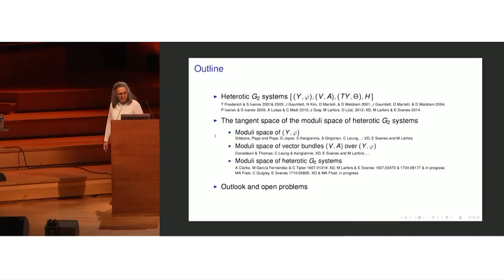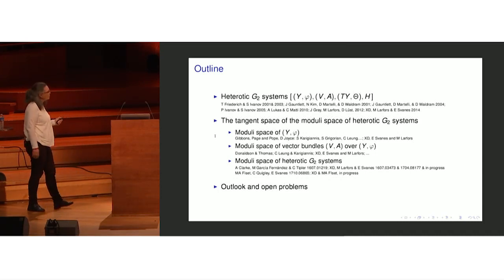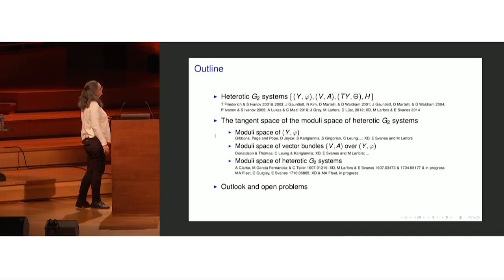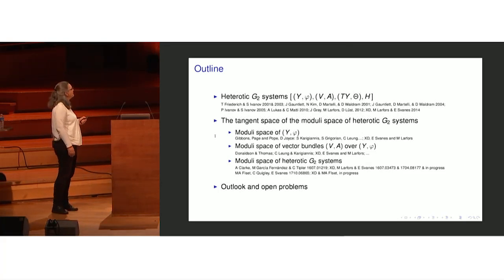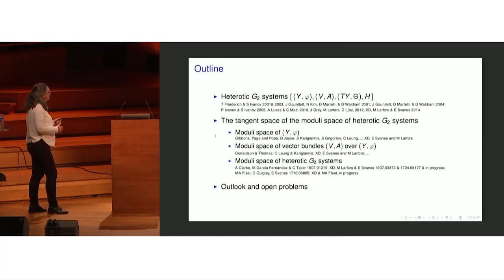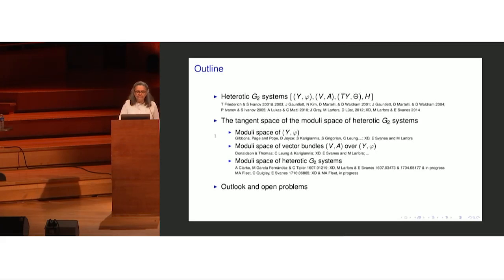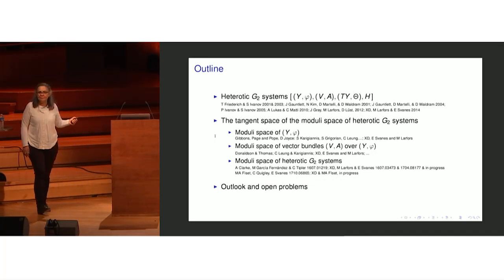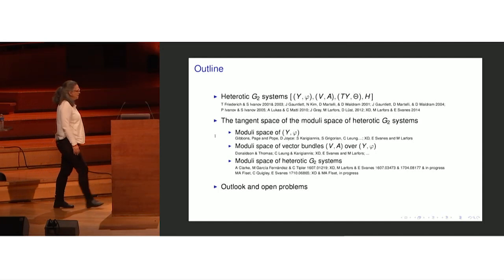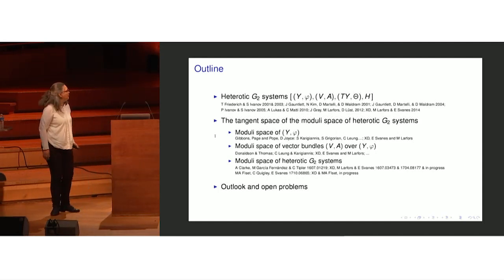So I will tell you what is called the heterotic G2 system, which corresponds to the 7-dimensional case. And then I'll tell you a little bit about the infinitesimal deformations of this system. And then, time permitting, I'll tell you a bit about the outlook and open problems. For those of you that are more familiar with the four-dimensional case, this is the analog of the Hull-Strominger system that was discussed in 1986 by Strominger and Hull independently.